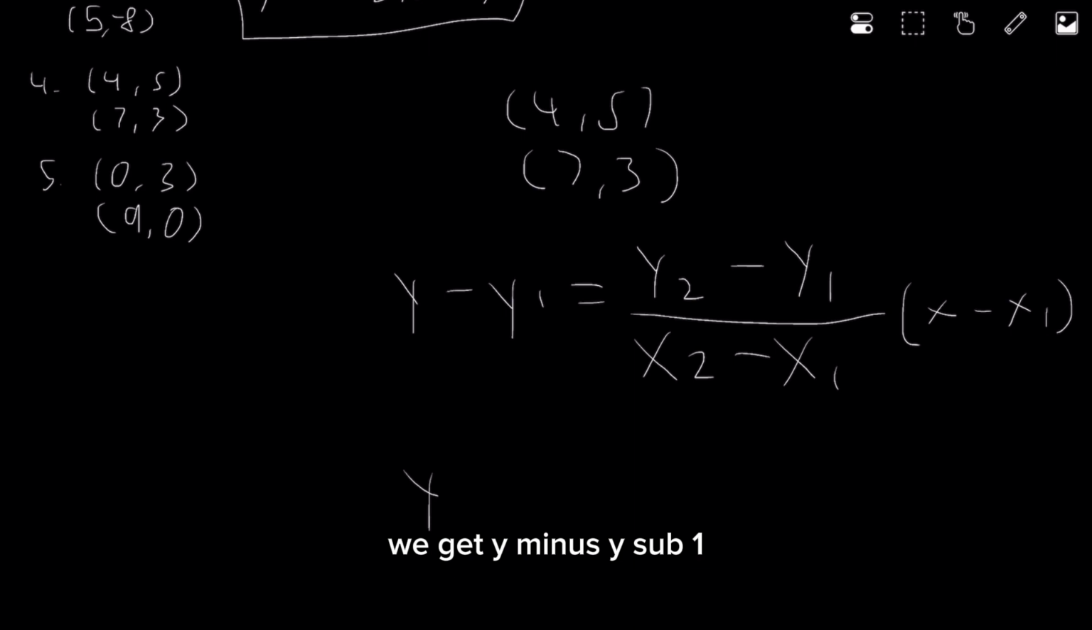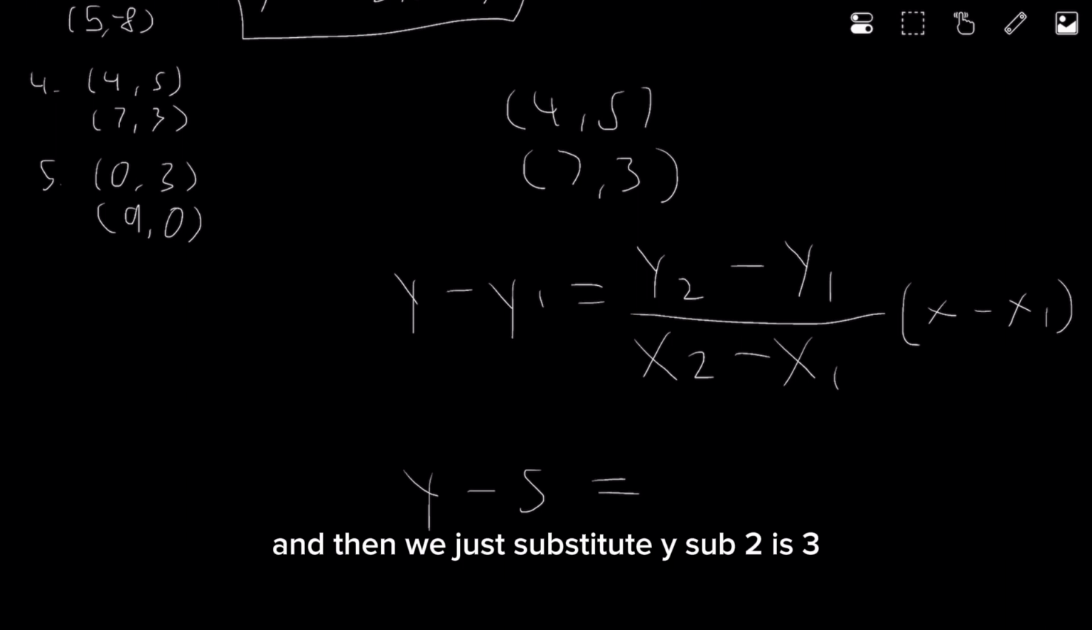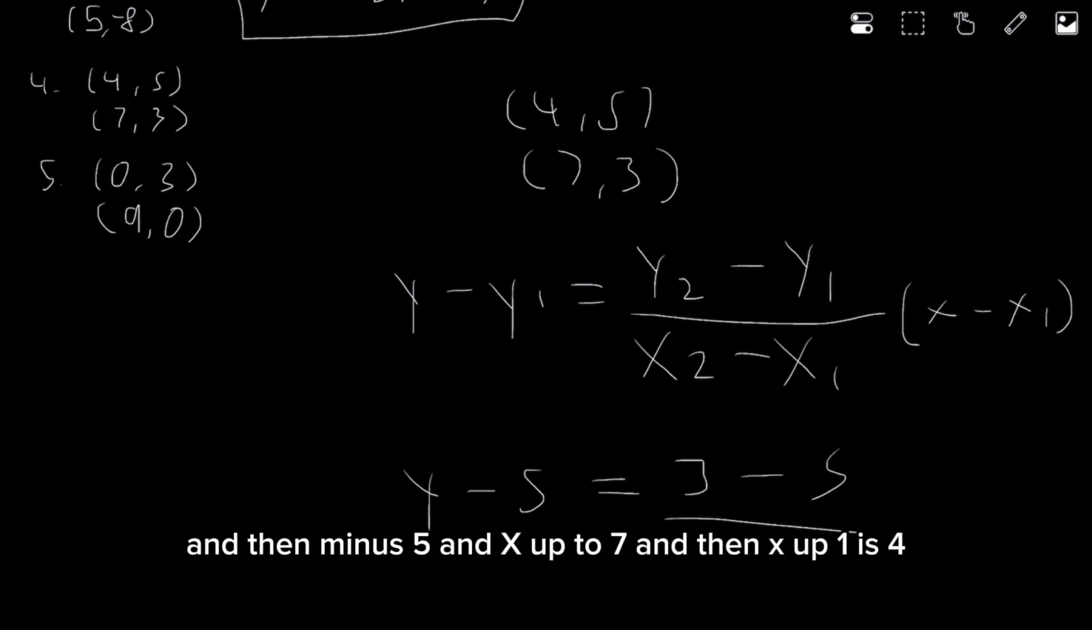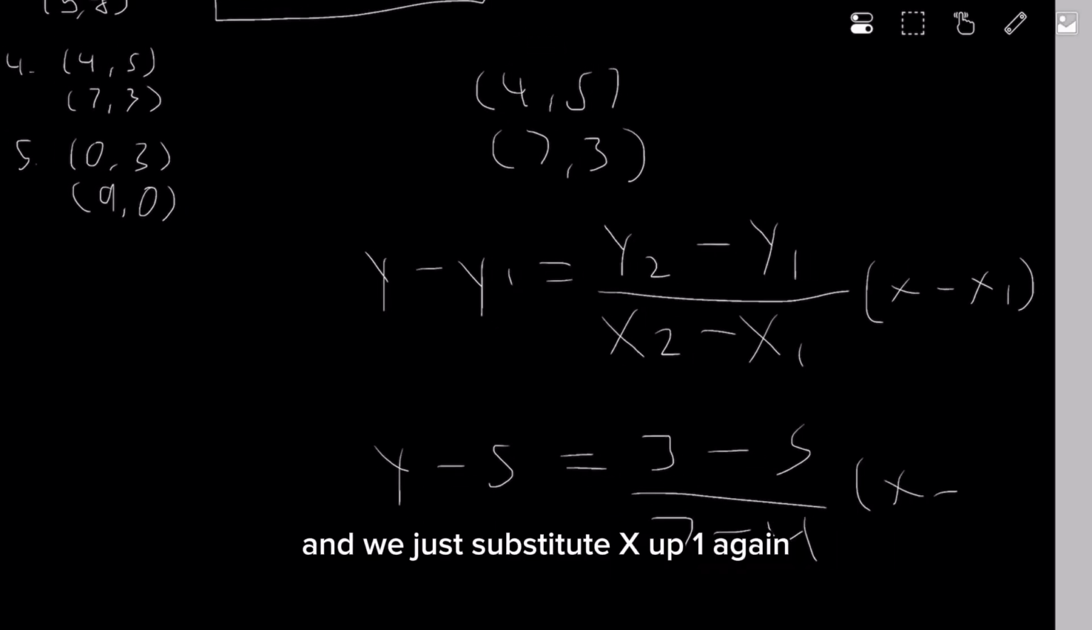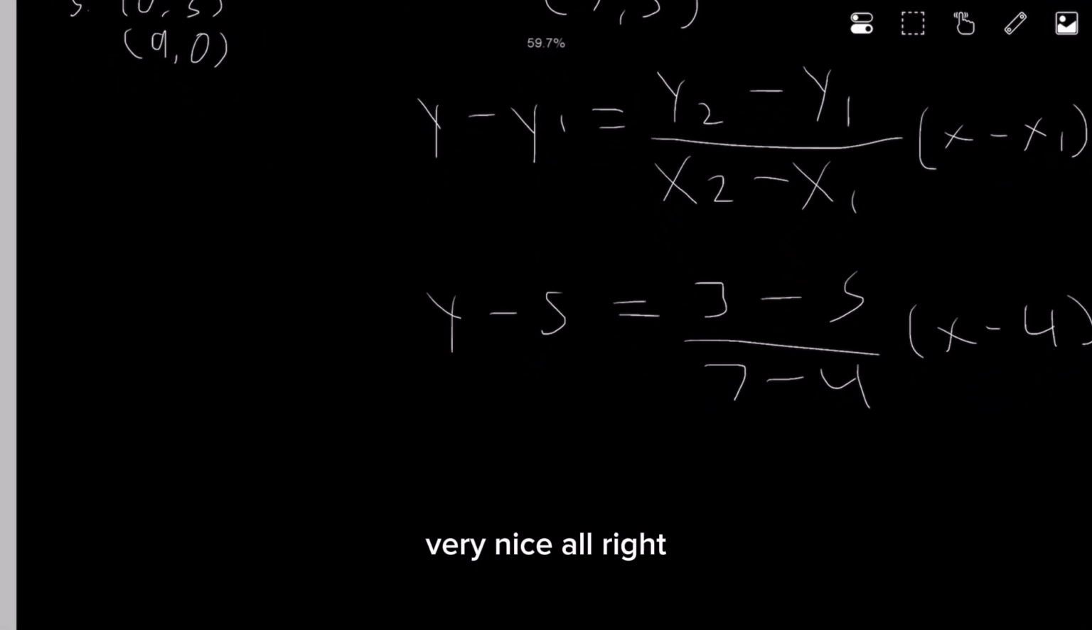What is y sub 1? That is 3. My bad. Hold on. And then we substitute y sub 2 is 3, and then minus 5. And x sub 2 is 7, and x sub 1 is 4. And we just substitute x sub 1 again. We get 4.